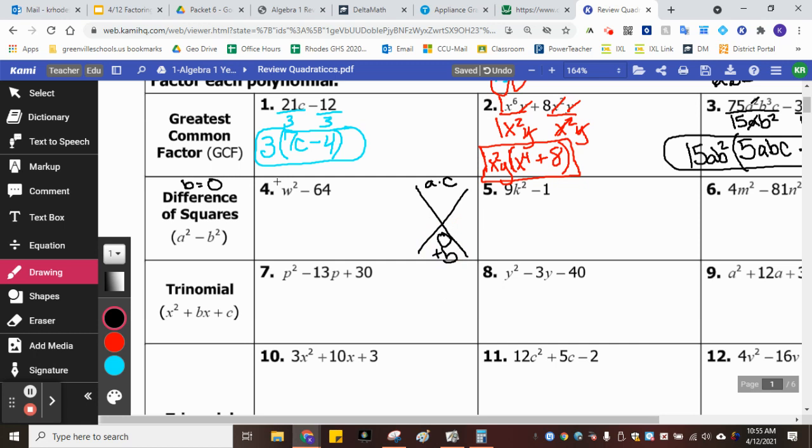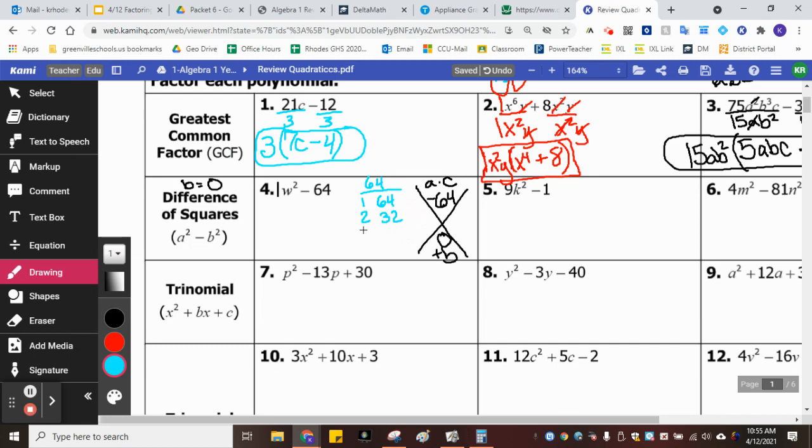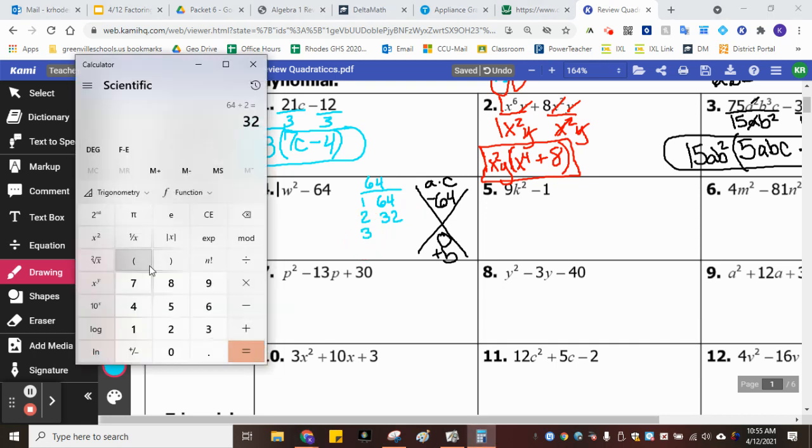So A is 1, C is negative 64. So what multiplies to negative 64 and adds to 0? And if you don't know, that's when you make your list. What multiplies to 64? Well, 1 and 64, 2, and to find your other factor, you're going to take 64 and divide it by 2, 32. Then we go to 3. 64 divided by 3 is a decimal, so that doesn't work.